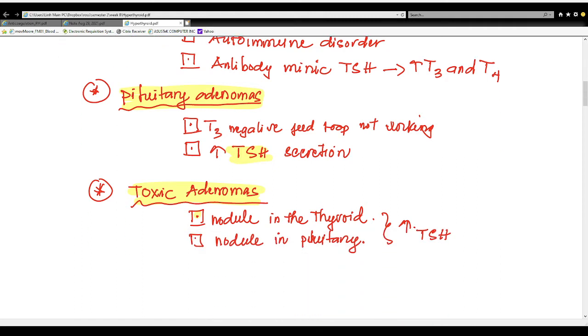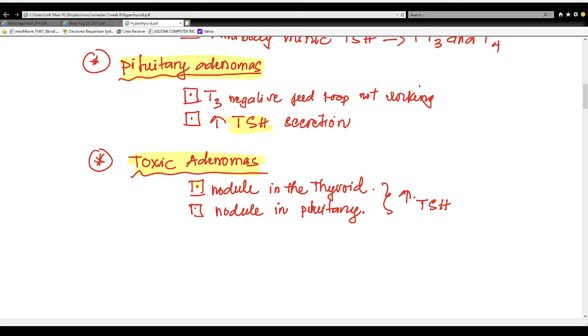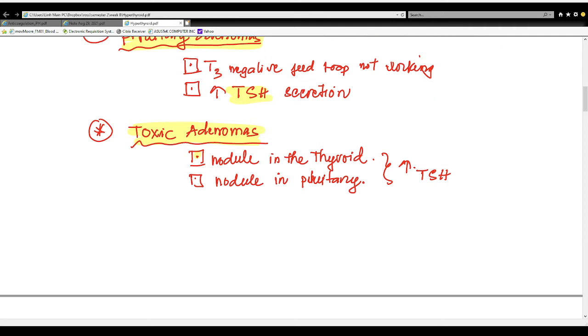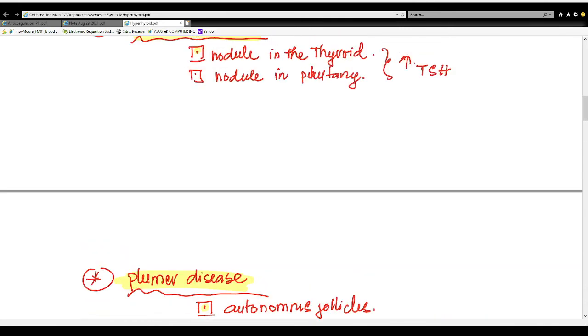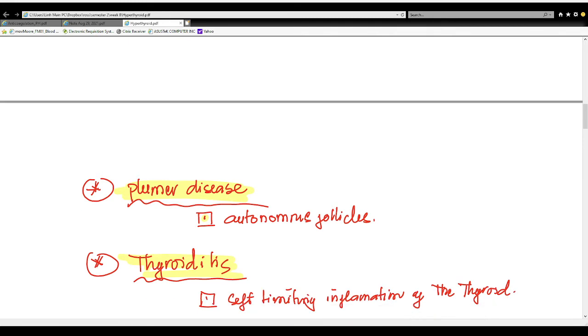Toxic adenoma is a nodule in the thyroid or a nodule in the pituitary gland, which causes increased TSH production, and of course will increase T3 and T4. Or Plummer's disease, that's an autoimmune disease.